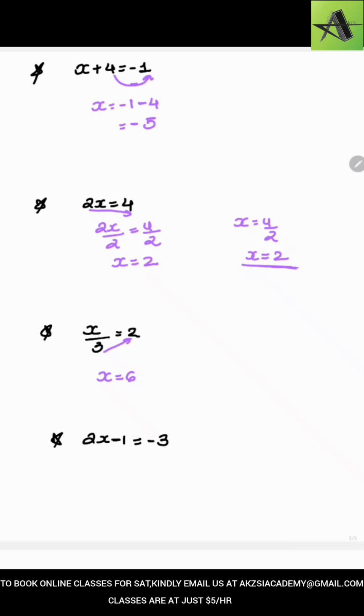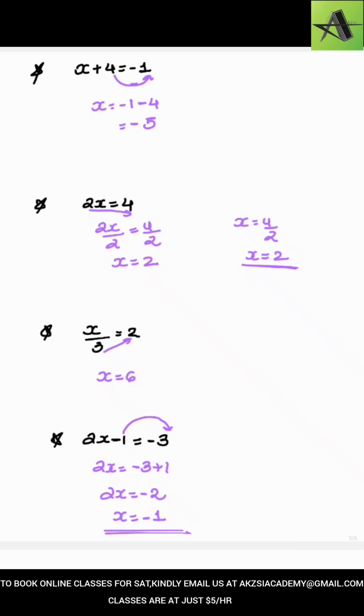Next, 2x minus 1 equals minus 3. Obviously, 2 is in multiplication with x, but first minus 1 is there, so we have to transpose it. I'm transposing it here. So this will be 2x equals minus 3 plus 1. So 2x equals minus 2. Now dividing both the sides by 2. So x equals negative 1. That's the final answer. This is how you can solve any simple linear equation.